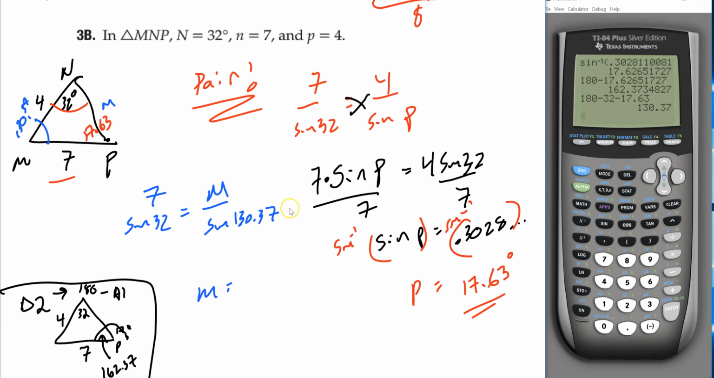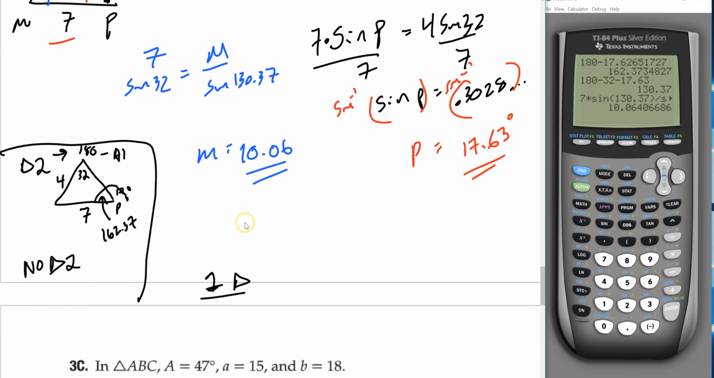I'll just do it right here real quick. That's going to be 7 times sine of my answer, close parentheses, divided by sine of 32. And I get 10.06. That's my missing side. So I have solved this triangle. I found the missing angles and the missing side.